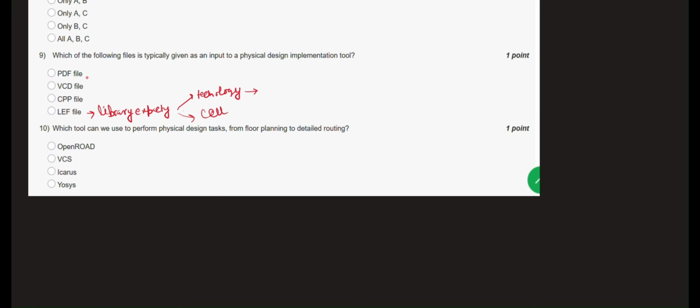The other options, let's look at those. PDF file means the PDF file that we use in day-to-day life, portable document format. VCD is a file type used for Verilog purposes, meaning RTL design. And CPP is the extension we give to store C++ files, the programming language C++. So the correct option for our case, the physical design implementation tool, is the LEF file, library exchange format.